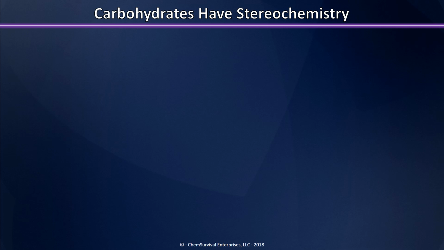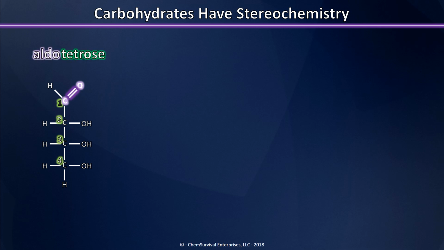But the structures of carbohydrates go far beyond just aldoses and ketoses. We have to also consider the fact that carbohydrates have stereochemistry. To do that, let's consider this simple carbohydrate. And how about a little pop quiz here? What would you call this particular carbohydrate? Well, it has an aldehyde functional group and a total of 4 carbons in the chain. So we would call this an aldotetrose. In fact, this aldotetrose is known as D-erythrose.